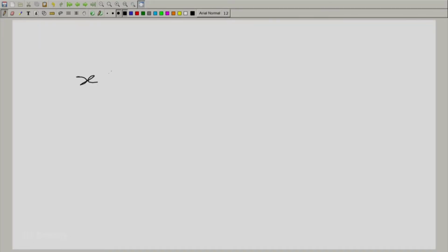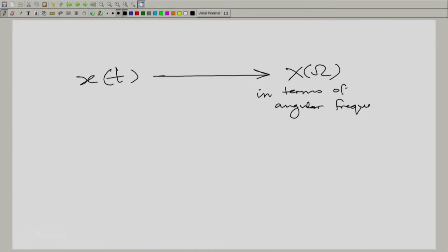So, let us now proceed to bring out the connection between what happens to the derivative of a time signal and what happens to the corresponding Fourier transform. Let us now derive the property. So, let x(t) as usual have the Fourier transform. I will first work with the angular frequency domain. So, let me call it X(Ω), in terms of angular frequency.